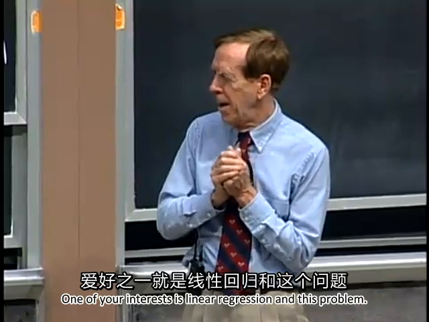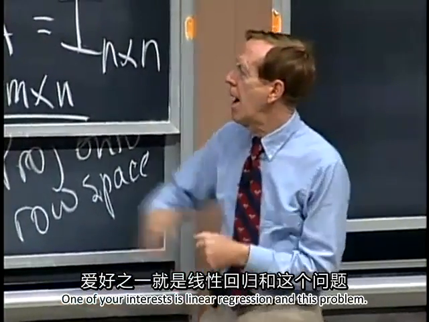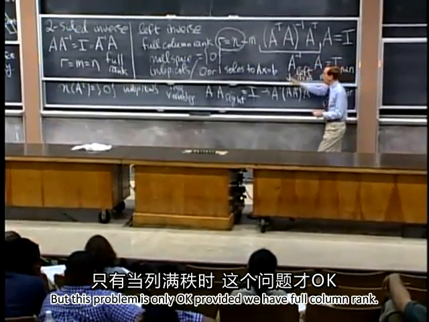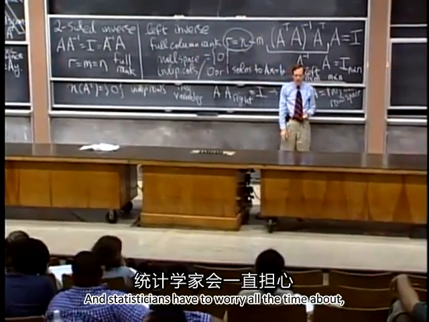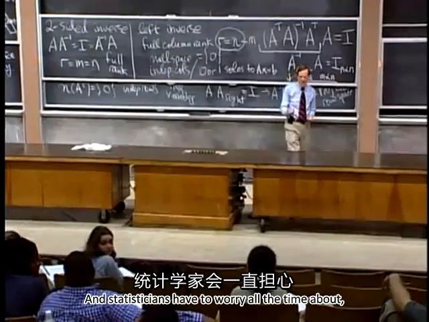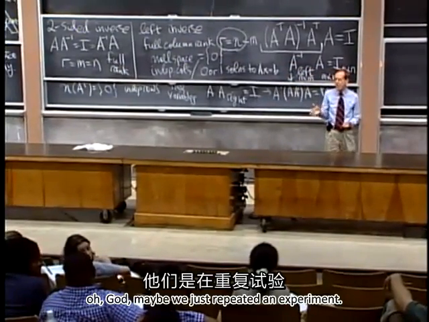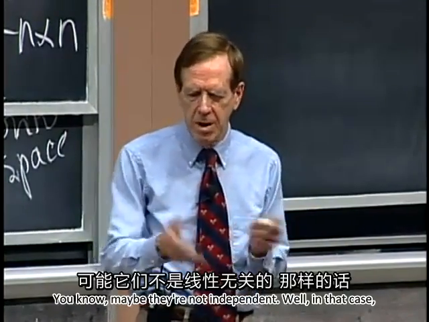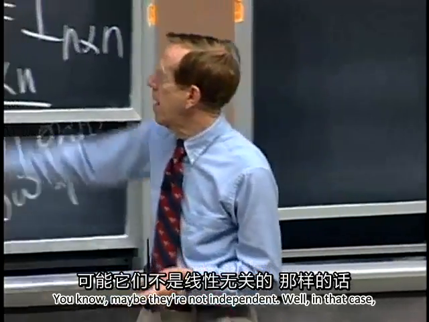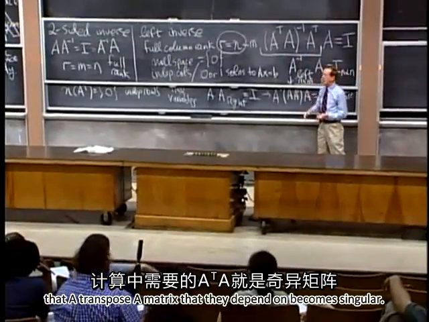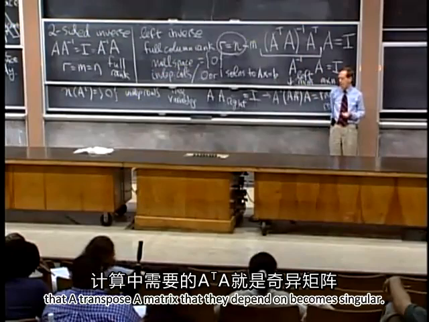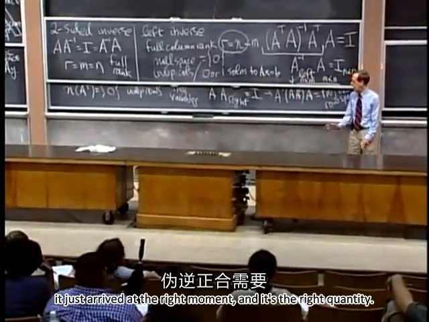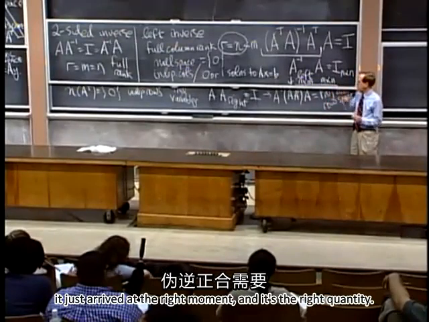One of your interests is linear regression and this problem. But this problem is only okay provided we have full column rank. And statisticians have to worry all the time about, oh, God, maybe we just repeated an experiment. You know, you're taking all these measurements. Maybe you just repeat them a few times. Maybe they're not independent. Well, in that case, that A transpose A matrix that they depend on becomes singular. So then that's when they needed the pseudo-inverse. It just arrived at the right moment, and it's the right quantity.